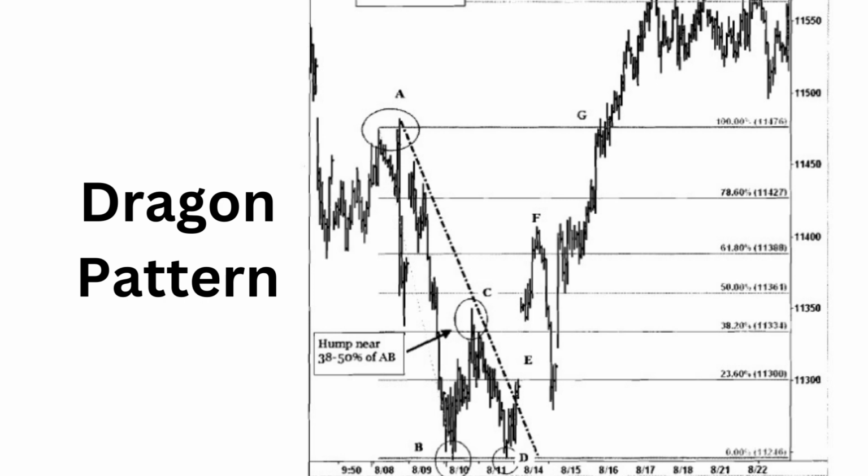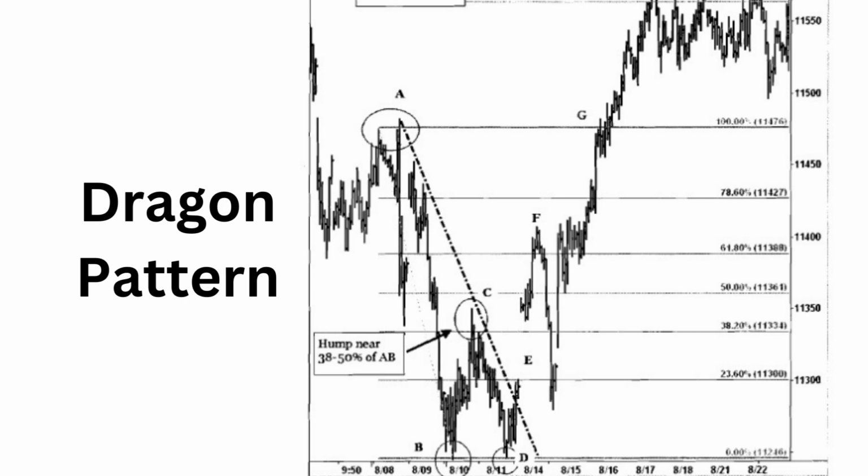A trend line is drawn connecting the head of the dragon to the hump. When the price closes above the trend line and is confirmed by price action or divergence in any oscillator, it signals a reversal. The second confirmation of the dragon occurs when the price closes above the hump, 38% to 50% of the range from the head to the low of the first leg.